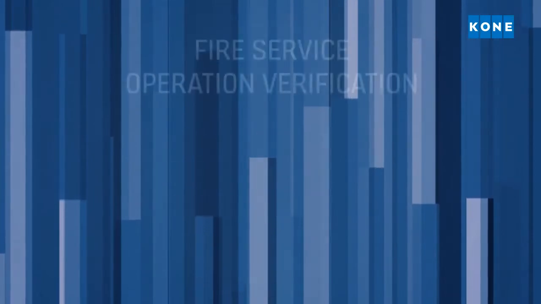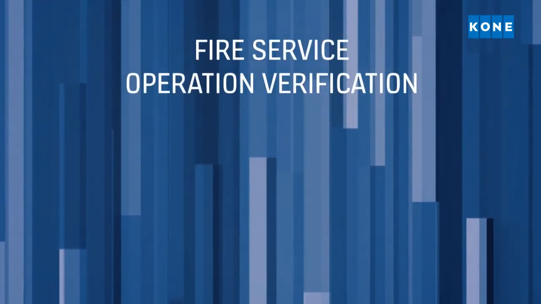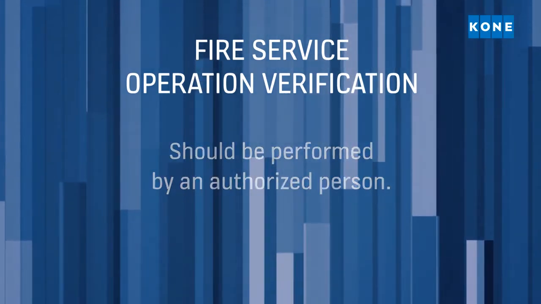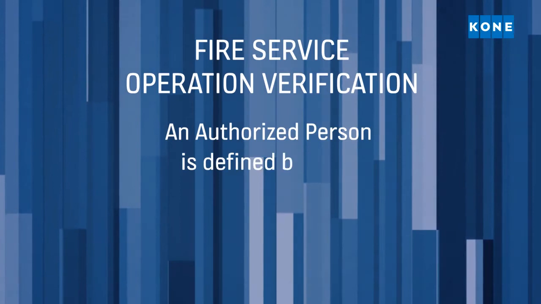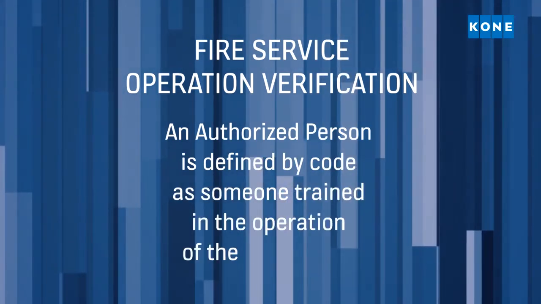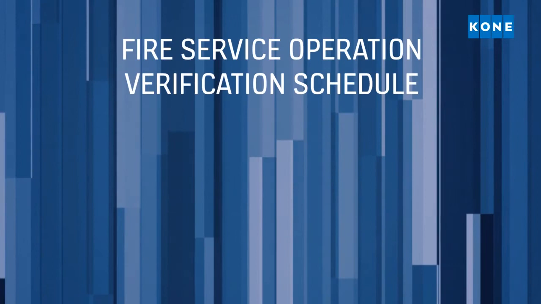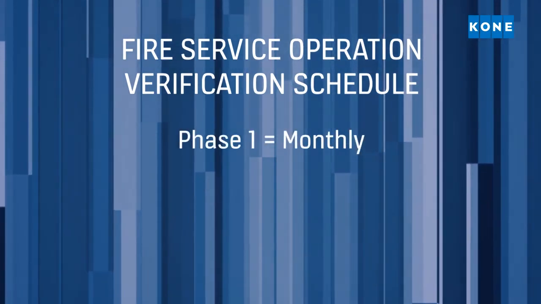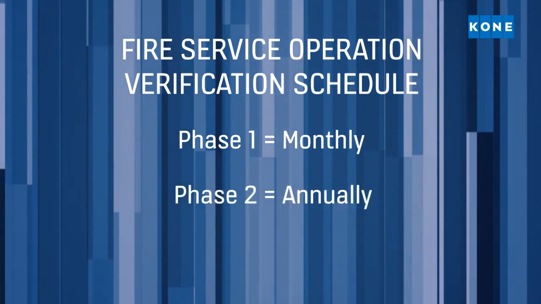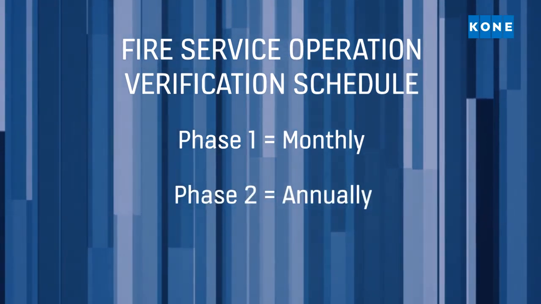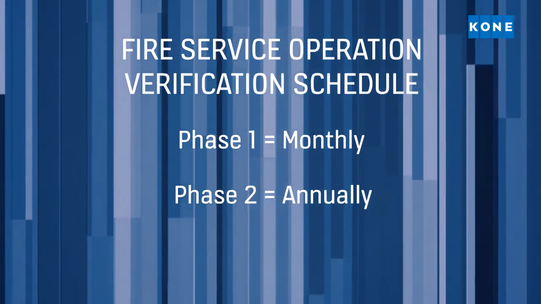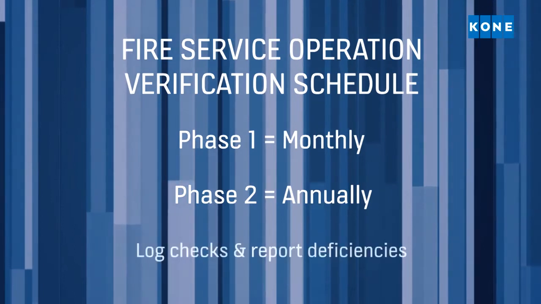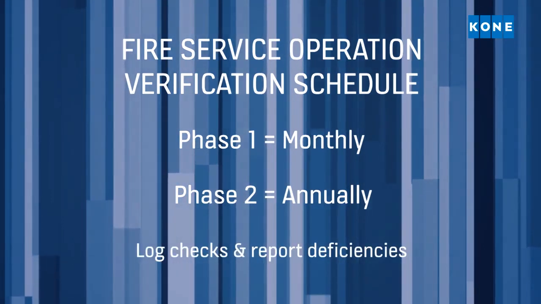The verification of Fire Service Phase 1 operation and Fire Service Phase 2 in-car operation should be performed by an authorized person. An authorized person is defined by code as someone trained in the operation of the equipment. Fire Service Phase 1 operation should be checked monthly. Fire Service Phase 2 in-car operation typically should be checked annually. However, the frequency of Phase 2 in-car operation varies by location, so owners should check with their local inspector. Operational checks should be logged and any deficiencies reported.